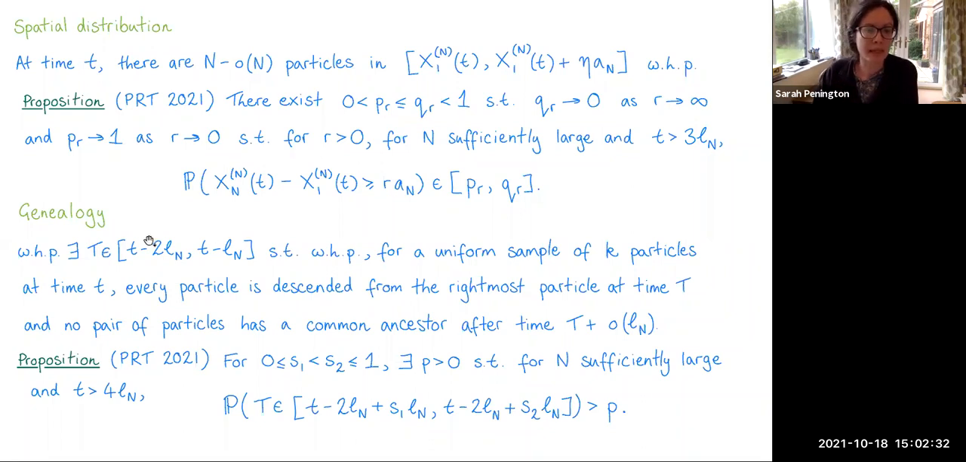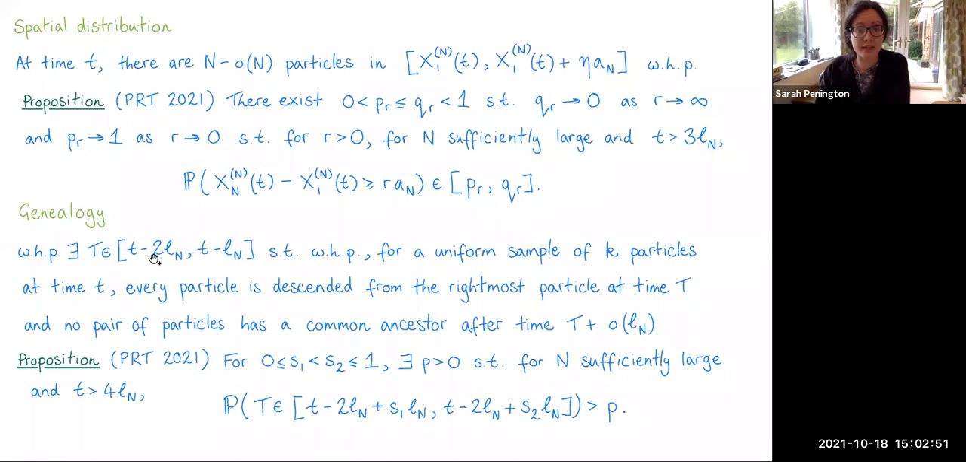And what we can show is that this time capital T is genuinely random, and that for any subinterval of this interval that has length of order ln, there's a positive probability that capital T is in that interval. So a probability that's bounded away from 0 as n goes to infinity.